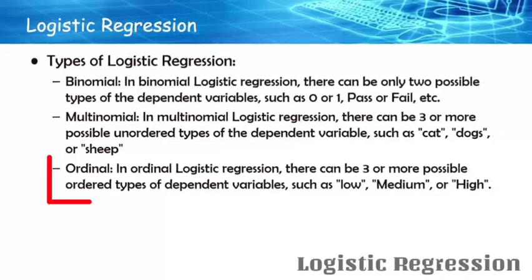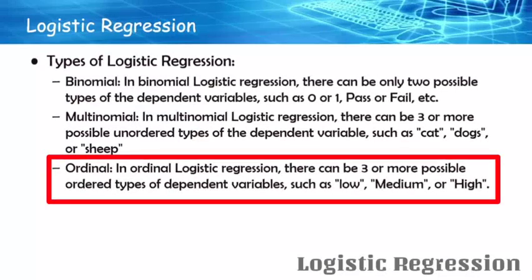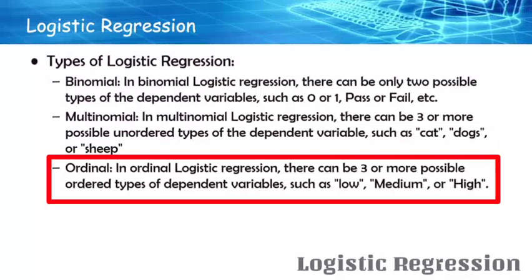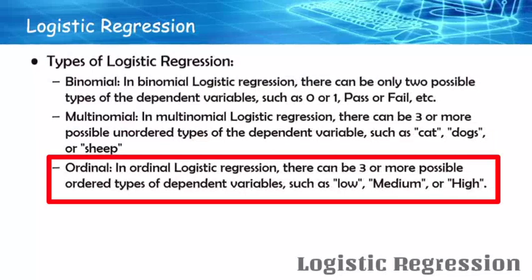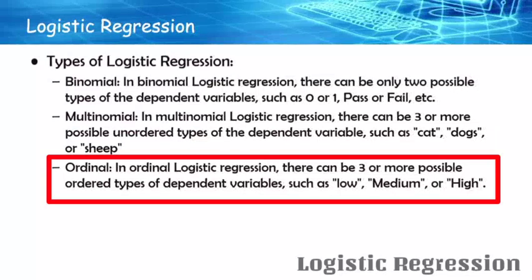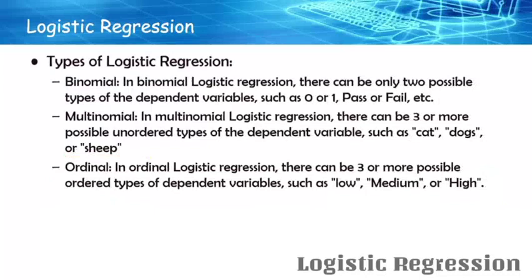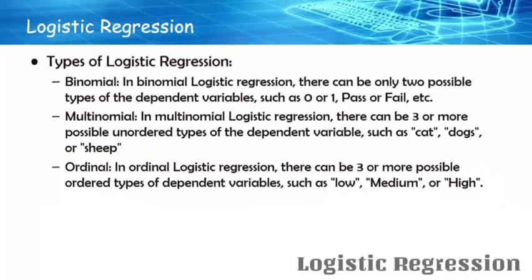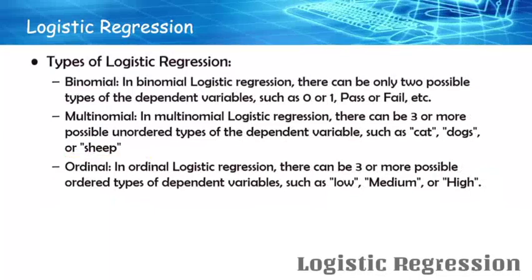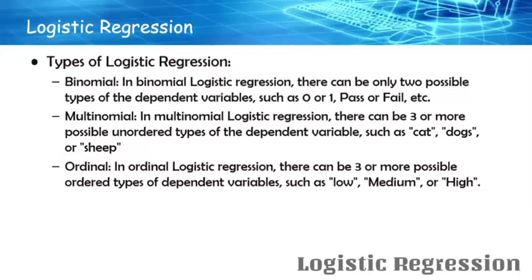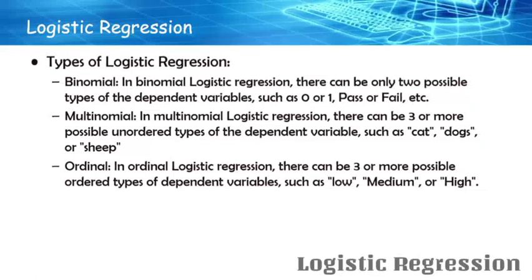Next we have ordinal logistic regression. There can again be three or more possible cases in this type, but they are ordered. Basically, here you have low, medium, high. The name itself tells you it is classifying with respect to low, medium, high. So that is with respect to logistic regression, the first classification we are seeing. In the next session, we'll see more classifications.